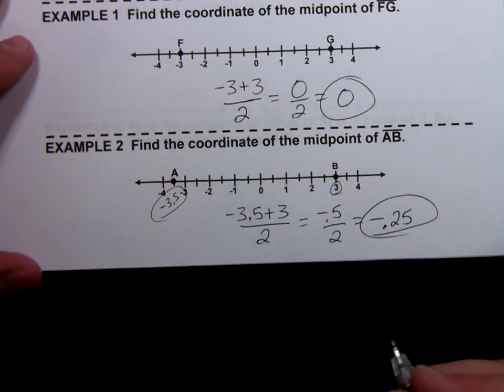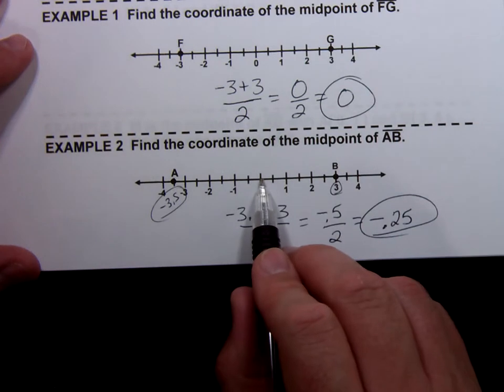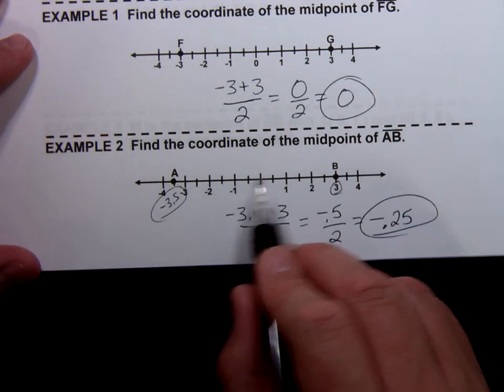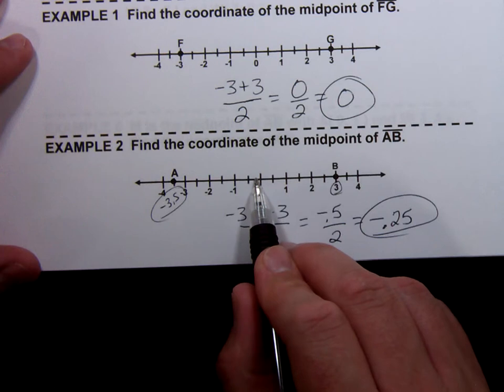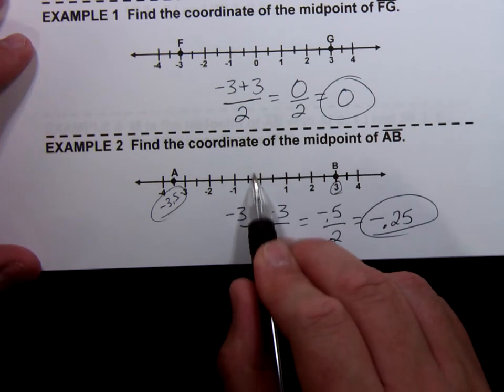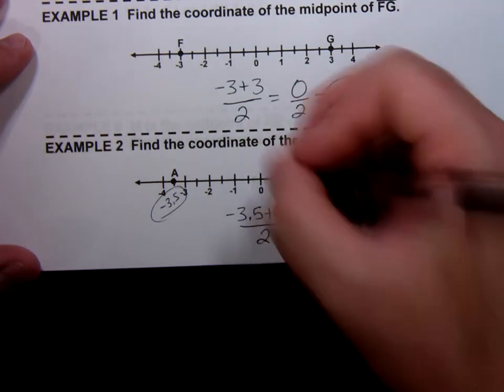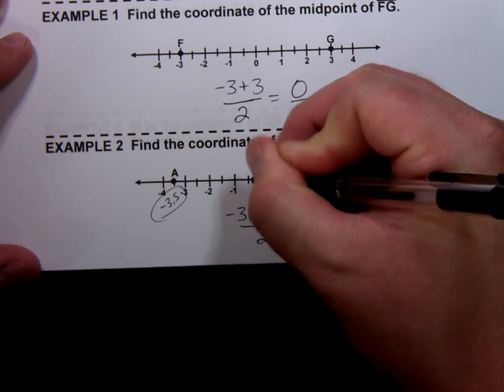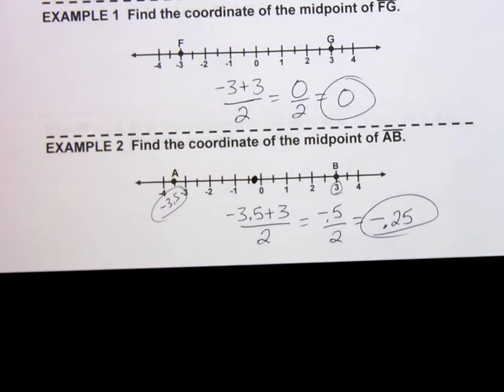So if you wanted to know where that would be on the number line, this is a half. A fourth is half of a half. So it would be halfway between the 0 and the -0.5. So here would be -0.25, right about here. That would be where the midpoint is.